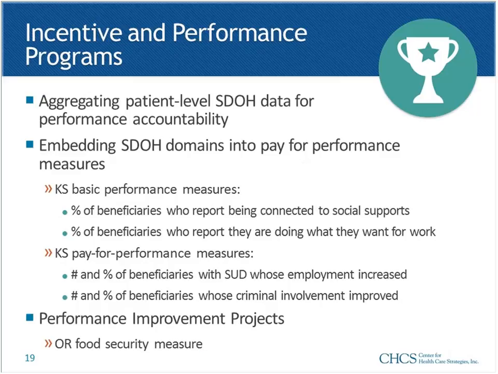But the basic performance measures include the percentage of beneficiaries who report being connected to social supports, or the percentage of beneficiaries who report doing what they want to do. Examples of pay-for-performance measures include the percentage and number of beneficiaries with substance use disorder whose employment increased, where the state looks at beneficiaries within a certain region and over a certain period of time, and similarly the percentage and number of beneficiaries whose involvement with the criminal justice system improved, again within a certain region over a certain period of time.